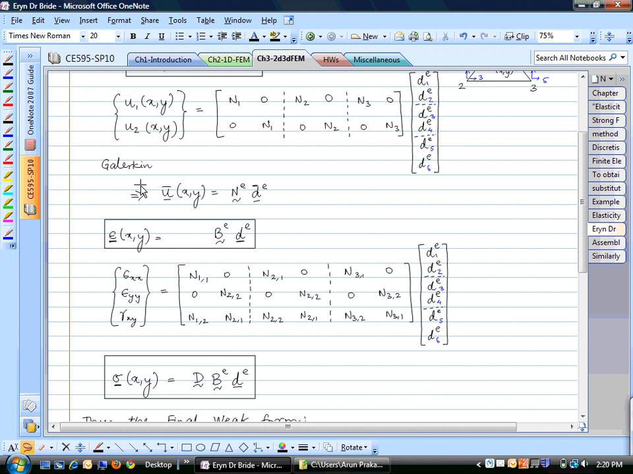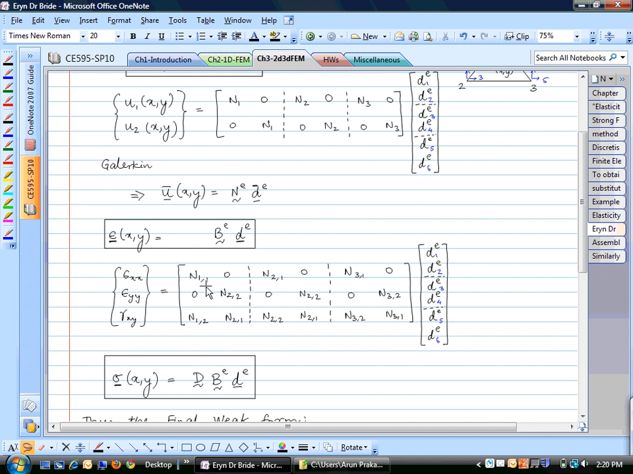Using the shape function matrix now, we can also calculate our strains. Now these strains are again a vector. These are not a tensor. So the strain vector is going to be epsilon xx, epsilon yy, gamma xy. That's the strain vector using the Voigt notation. And if you want to calculate that, this becomes your B matrix. So take a look at this.